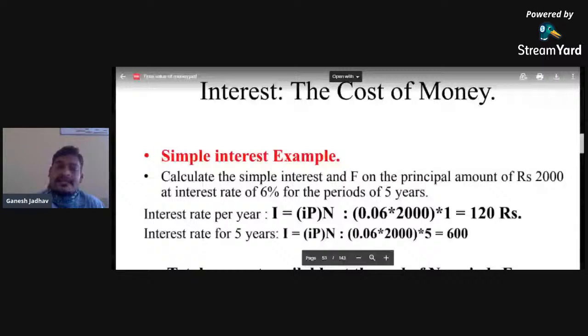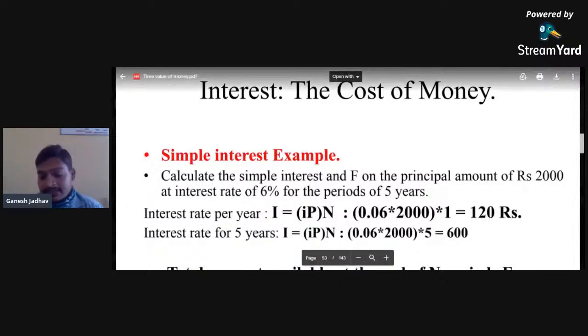So the interest is equal to i times p times n, where i is the interest rate, p is the principal amount, and n is your period. Okay, the period of 5 years. So the final interest is 600.